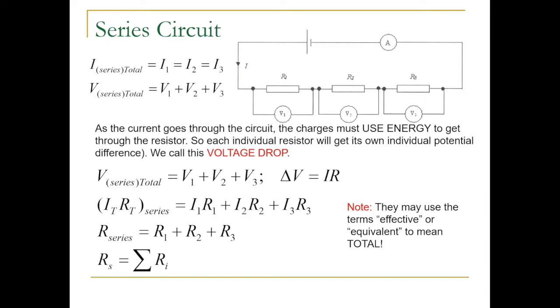You may also see, by the way, the words either effective or equivalent when they're talking about the resistance. And really that's just fancy language for the total resistance. So the idea being that if we take the sum of the resistances and we get the total resistance, that is the equivalent resistance as if we had a circuit with one resistor of that value in it alone.